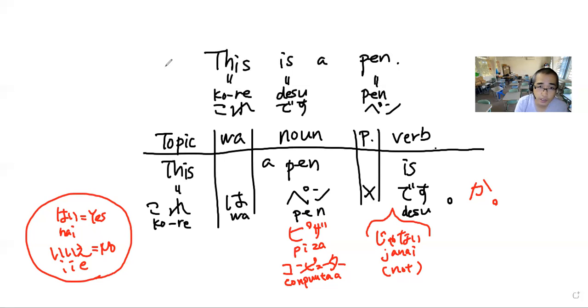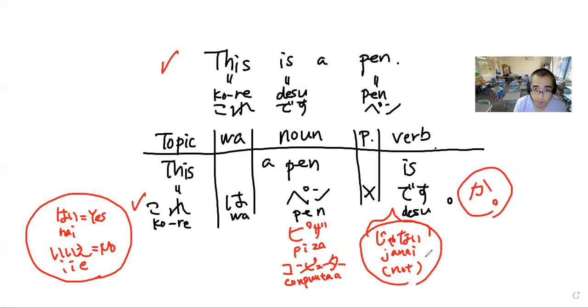Today we started with, is this a pen? Word order is very important. "This is a pen" is これはペンです。If you want to make it a yes/no question, you can add か to the end of the sentence. これはペンですか？If it's yes, はい、これはペンです。If it's no, いいえ、これはペンじゃないです。That's the main topic for today.